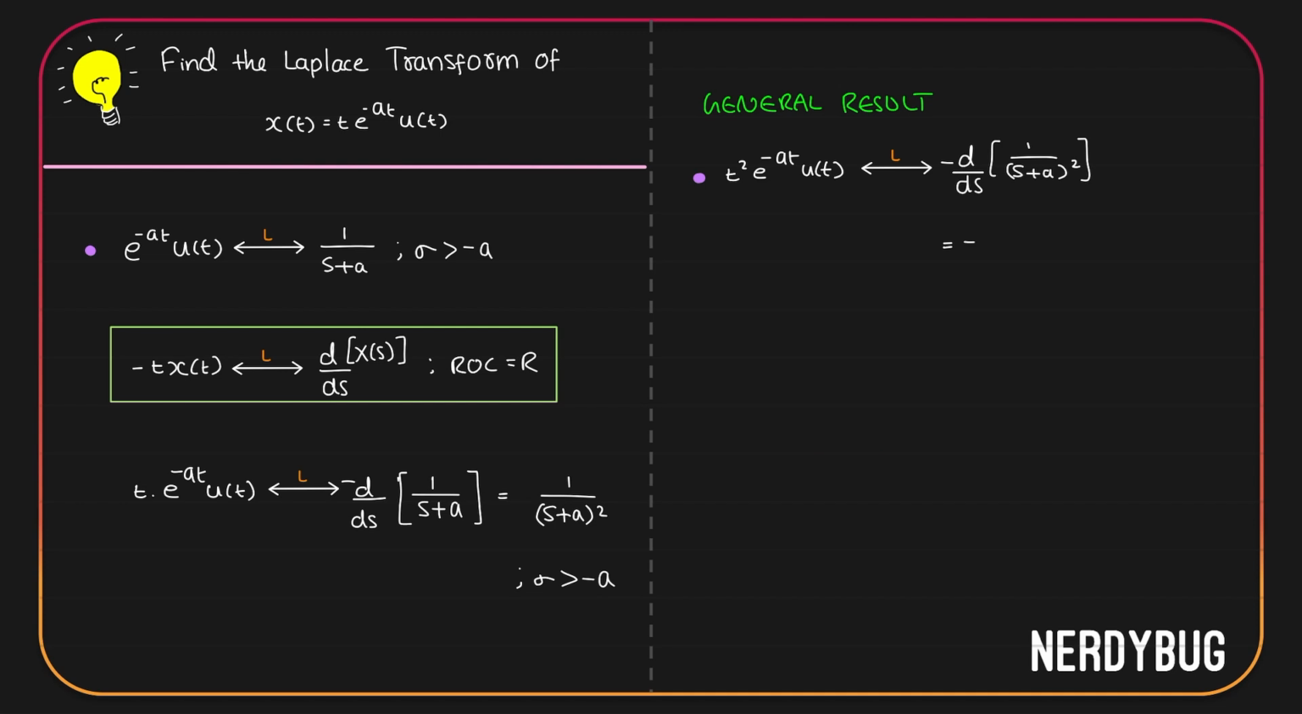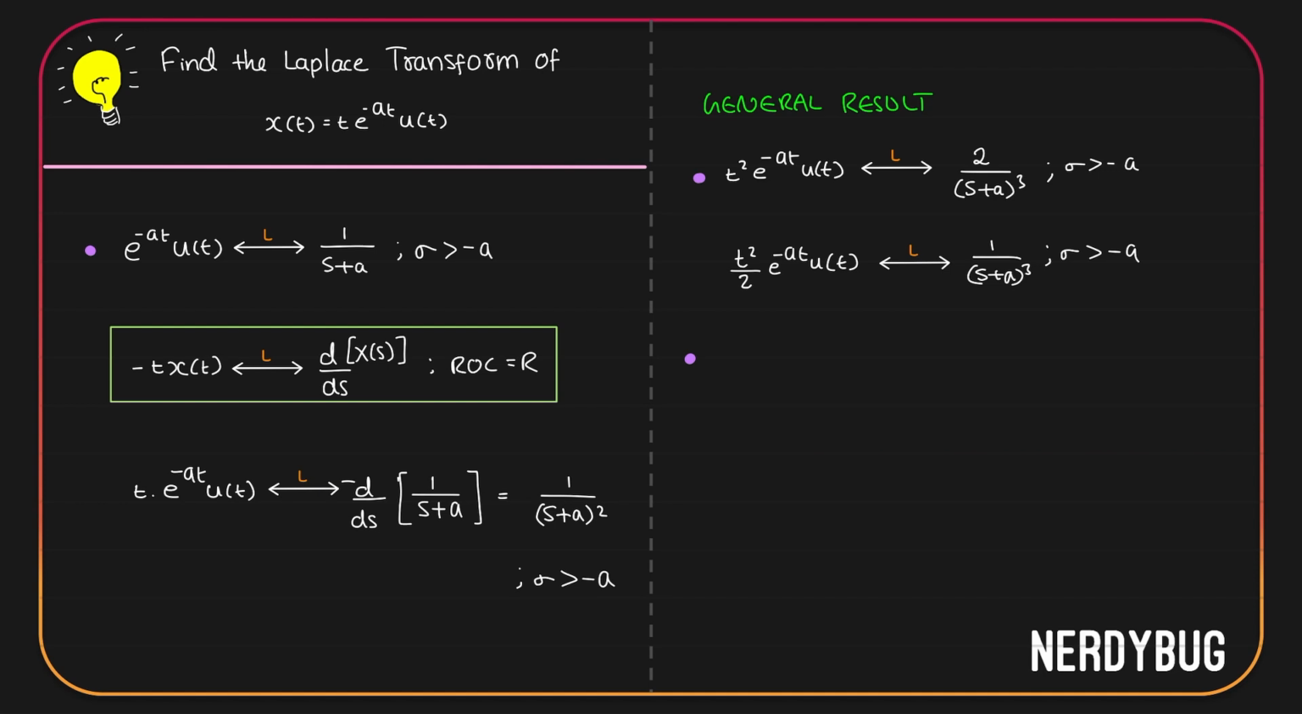This will be equal to negative of the derivative of 1 by s plus a whole square, which is minus 2 times 1 by s plus a whole cube. This is equal to 2 divided by s plus a whole cube. ROC does not change. We still have sigma greater than minus a. Let us take 2 to the other side. So Laplace transform of t square by 2 e raised to minus at u of t is 1 by s plus a whole cube, sigma greater than minus a.